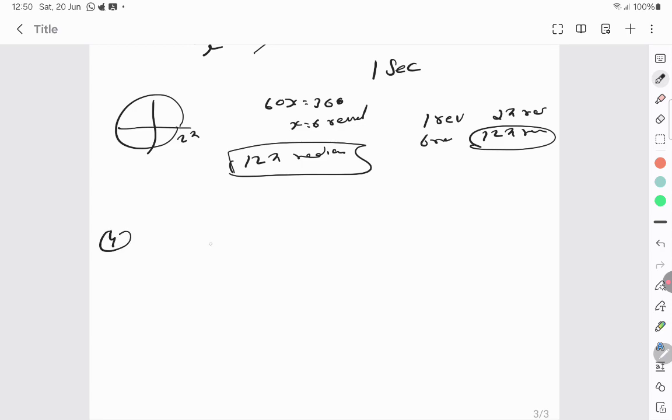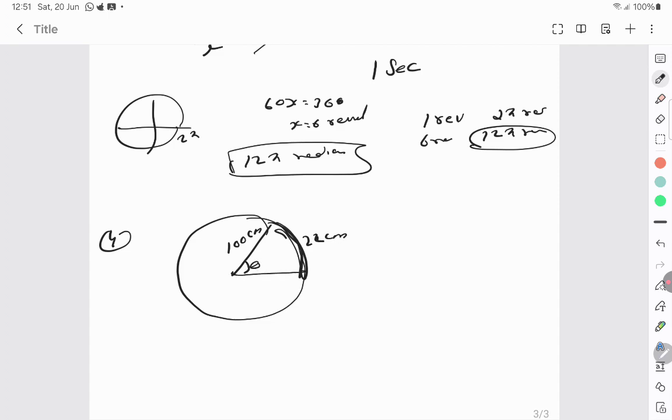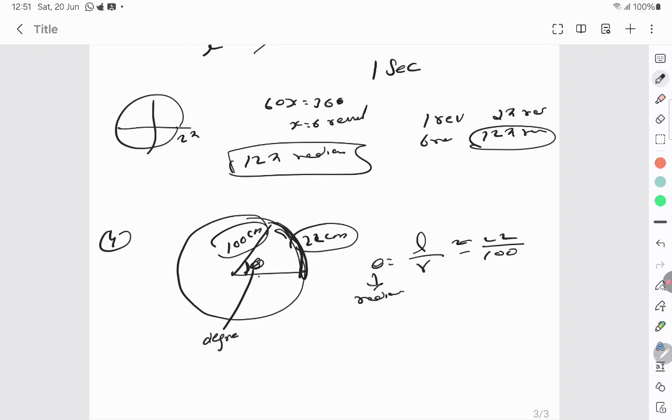So next, fourth question. Find the degree measure of the angle subtended at the center of a circle of radius 100 centimeter by an arc of length 22 centimeter. This theta is what they are asking, in terms of degree. But you know, in the formula, theta is equal to L by R, we would have learnt it in physics. Theta is equal to L by R, which is 22 by 100. This formula will give you the answer in radians only.